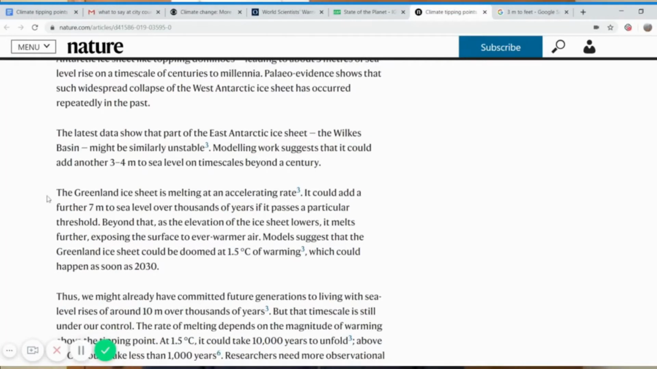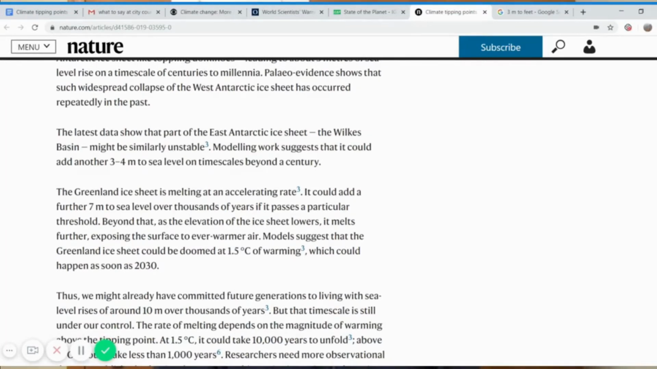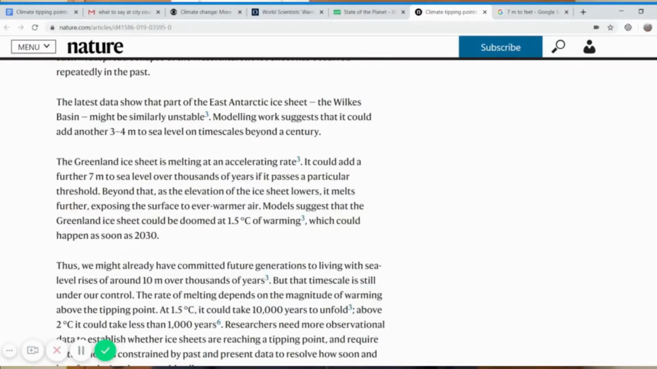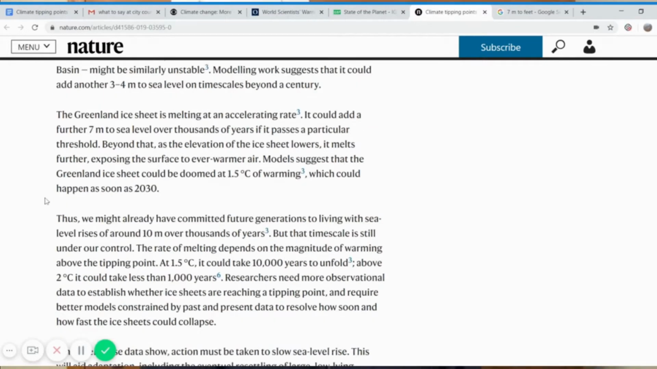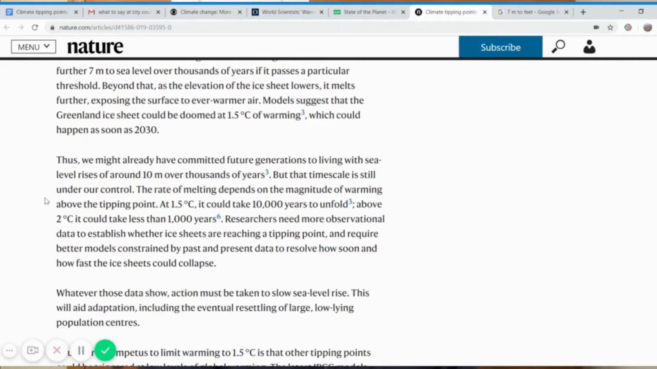The Greenland ice sheet is melting at an accelerated rate. It could add another 7 meters to sea level over thousands of years if it passes a particular threshold. That's another 23 feet of sea level rise beyond what we've already talked about. Models suggest that the Greenland ice sheet could be doomed at 1.5 degrees Celsius of warming, which could happen as soon as 2030. Thus, we might have already committed future generations to living with sea level rises of around 10 meters over thousands of years. But that timescale is still under our control, which is why we need to be taking action now.